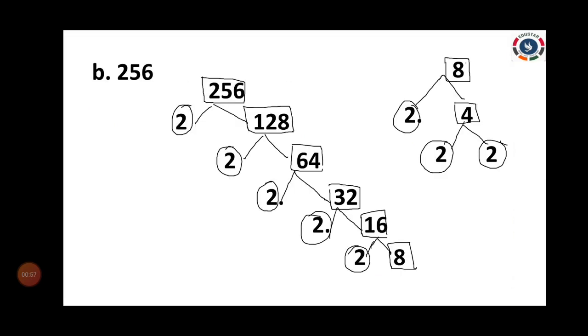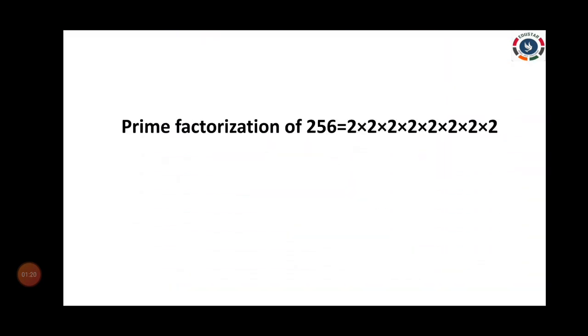Then the second sum, B, 256. So write down that. All the composite numbers write inside the box. All the prime numbers should be written inside the circle. Here I have no space to write the expansion of 8, so I bring it separately. Then the prime factorization of 256 is equal to 2 into 2 into 2 into 2 into 2 into 2 into 2 into 2. Totally we have 8 twos. If you multiply all the 2s, you will get 256.